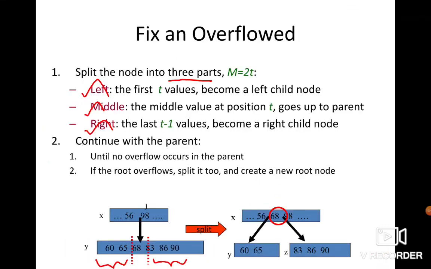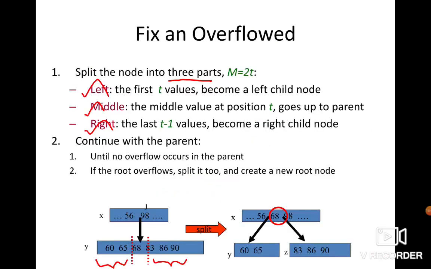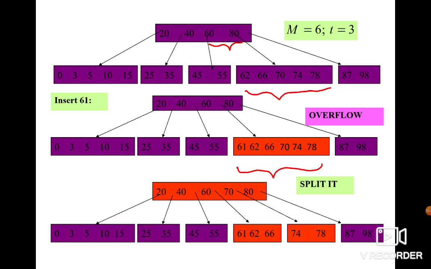Okay, so see the condition. What is the condition for insertion? If it is less than 2t minus 1, then no problem. If it is equal to 2t, then it is overflowed. Okay, so here the number of values is equal to 2t, that is 2 into 3, 6. So it is overflowed. So how can I fix this? I have to split this node.